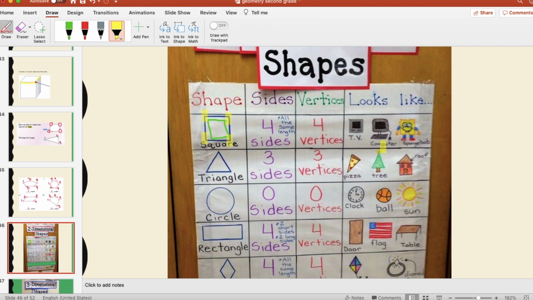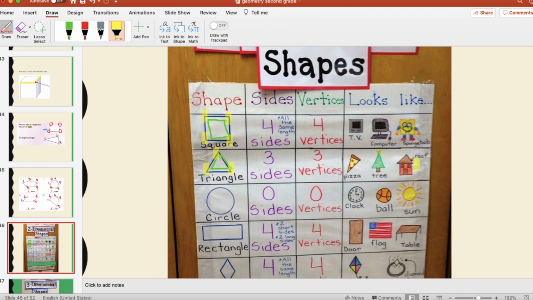Some real life objects that it looks like are a TV and a computer screen. SpongeBob is not real, but we see him on TV, and he's in the shape of a square as well. Our next shape is a triangle. Our triangle has 3 sides, 1, 2, and 3, and it has 3 vertices or 3 corners. 1, 2, 3. Some real life objects that look like a triangle are a pizza, a Christmas tree, and a roof. A pizza slice, sorry.